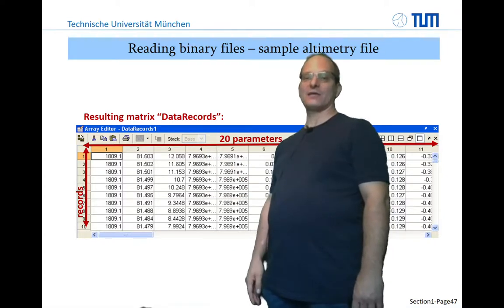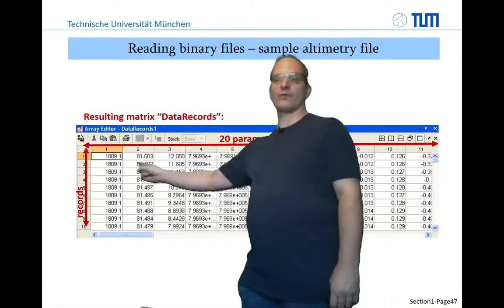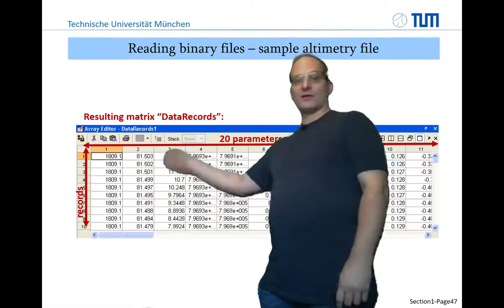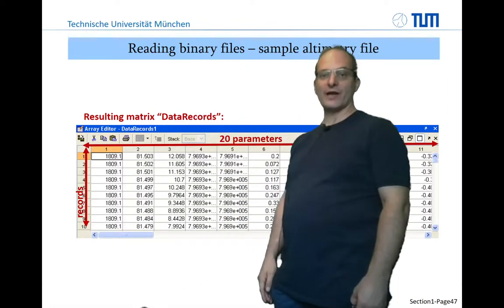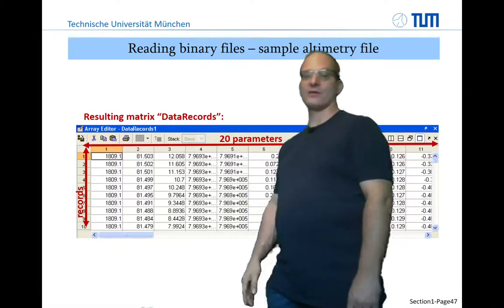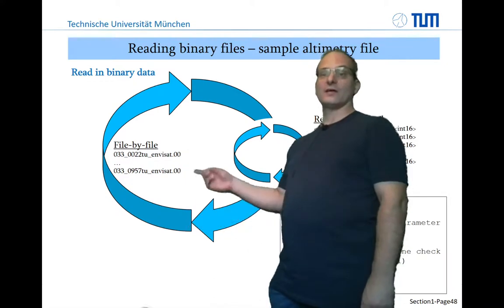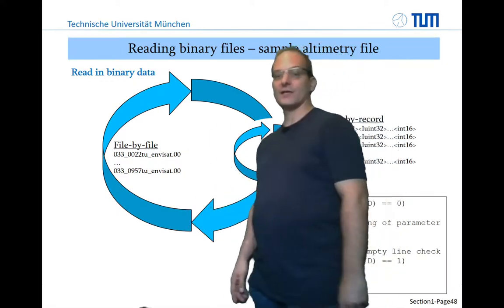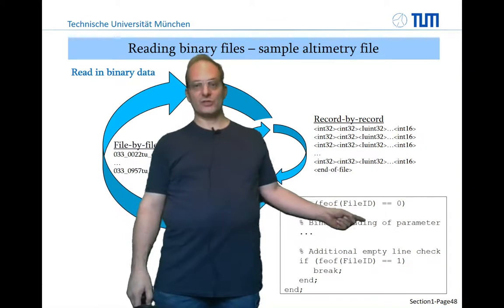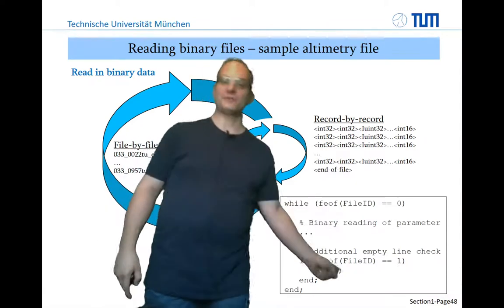So what you will get then, if you do it for one record, is a table, a matrix, where, for example, each line contains the information of one record. And you have a sequence of lines per file. So you have 20 parameters, and you have the sequence of records in the lines. And therefore you have to do it for all of the records, and you can do this with a while loop. So as long as the end of file is not reached, you continue reading, and you always read 20 elements.